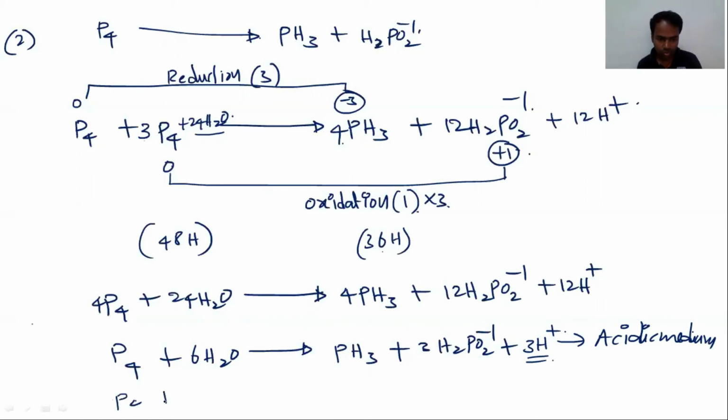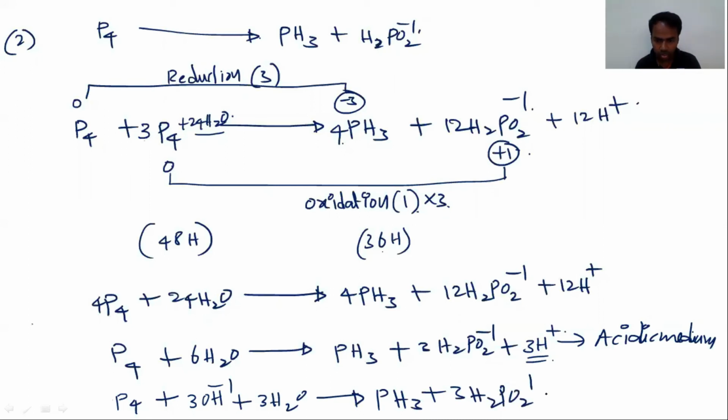P4, there are 6 water molecules, and how many OH⁻ ions are there? 3 OH⁻ ions. When you add the 3 OH⁻ ions, on the product side it forms 3 water molecules. So here 3 water molecules, here 6 water molecules, and they get cancelled. It forms 3 H2O. So it forms PH3 plus 3 H2PO2⁻. This side minus 3, this side minus 3. Now this equation is balanced in basic medium.